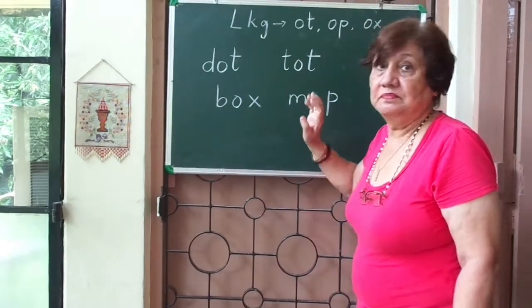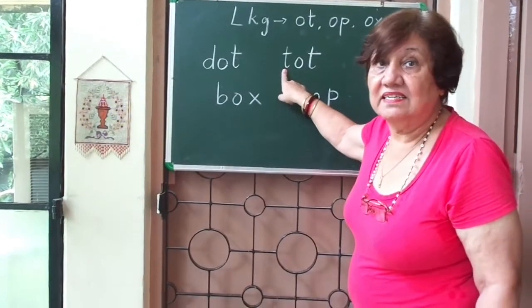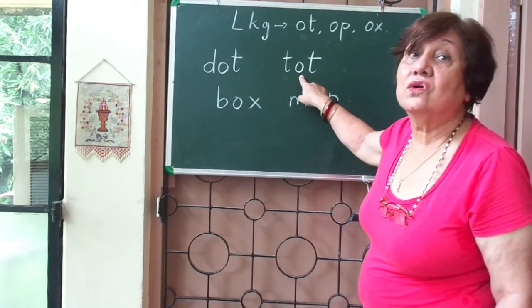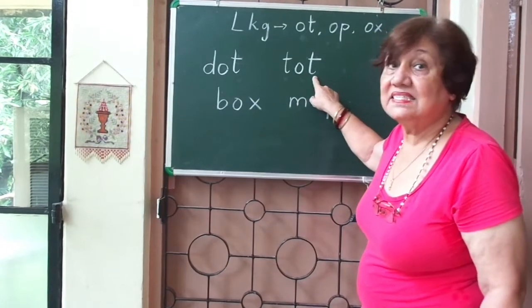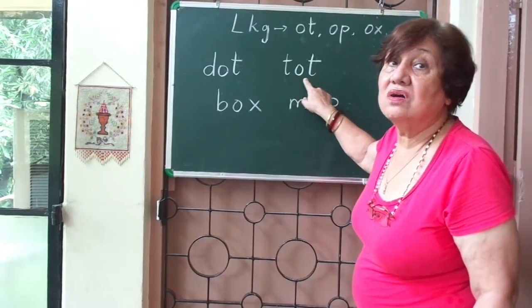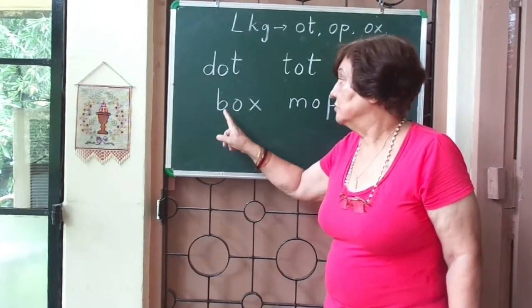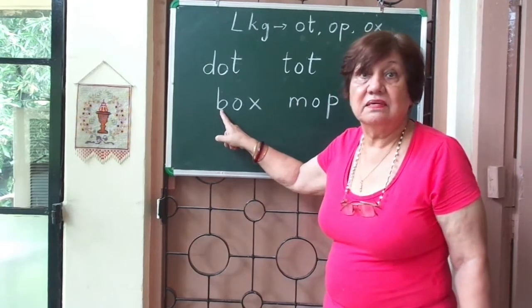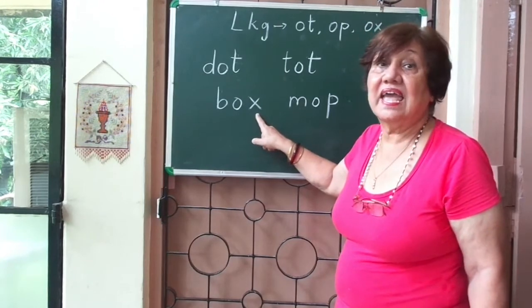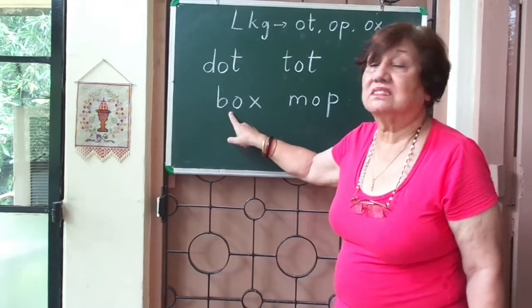In the same way, we will check these out. The first letter is D. The middle letter is O. O says O. And the last letter is T. T. So, D, O, T, dot. You must always check the middle letter, okay? So, the first letter is B. The middle letter is O. And the last letter is X. So, B, O, X. Box.